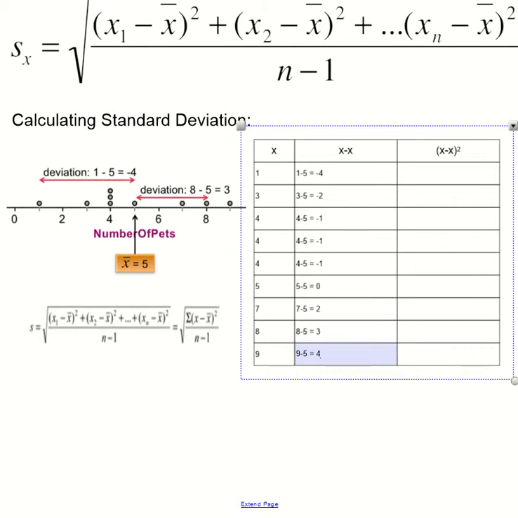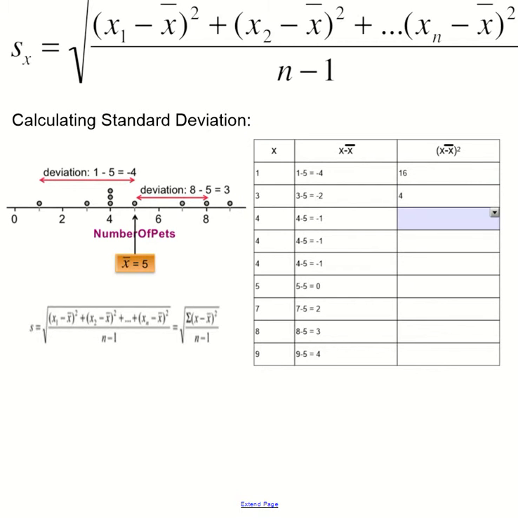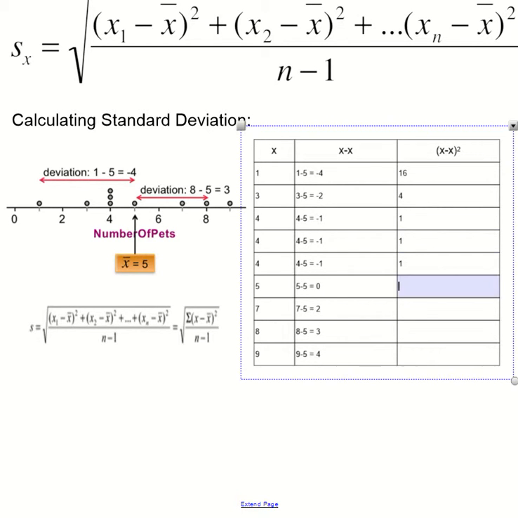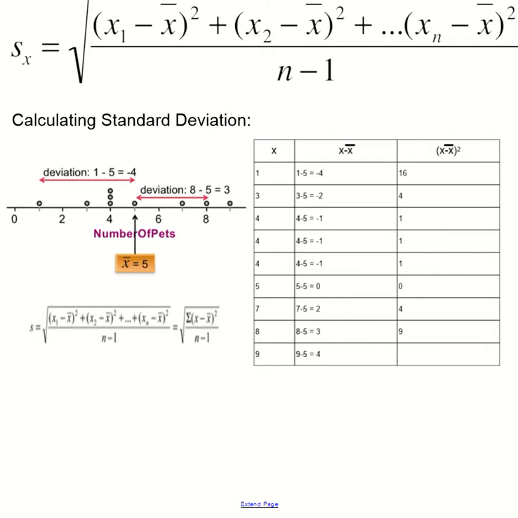All right, so we did our first step. Now what we need to do is we take this value and we square it. So -4 squared, well, a negative squared is a positive, and 4 squared is 16. So there we go. Same thing here, 2 squared then, so we get 4, 1, 1, and 1. 0 squared, well, that's just 0. 2 squared is 4. 3 squared is 9. And 4 squared is 16.